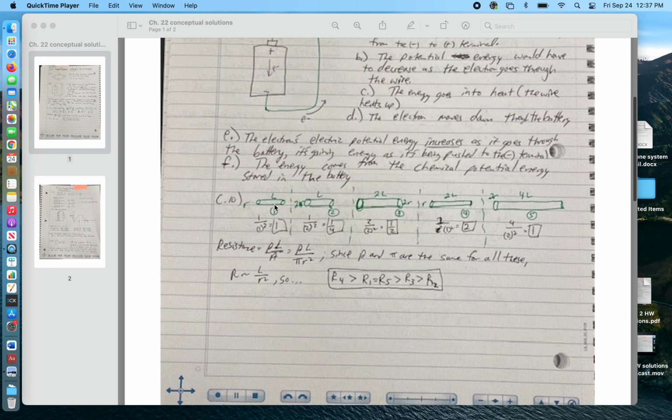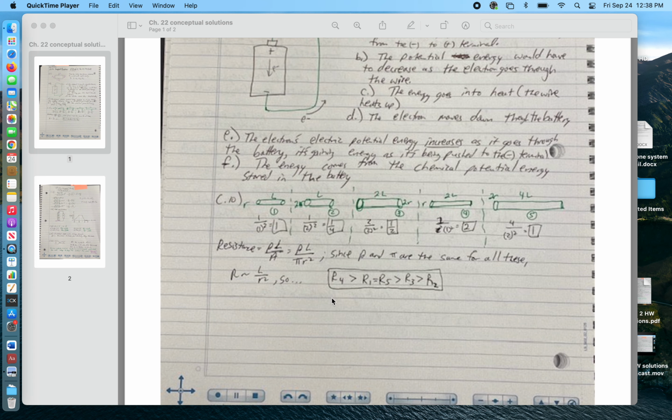For C10, you are given different lengths and diameters of wire, or radii, I guess. So understanding that the formula for resistance is equal to resistivity times length divided by A, when the area is pi r squared. Pi and the resistivity of the material are constant because it's the same type of material, so it's really proportional to length over r squared. So I did a little bit of quick math there, and I got 1 for number 1, 1/4 for number 2, 1/2 for number 3, 2 for number 4, and 1 for number 5.